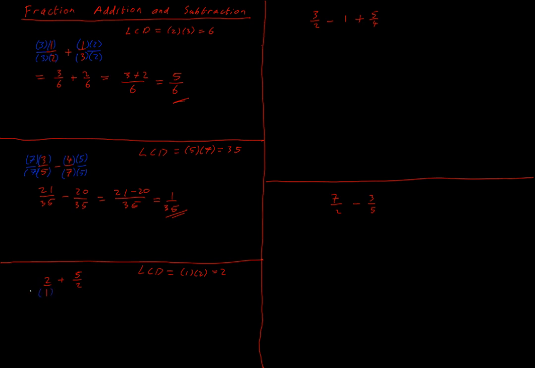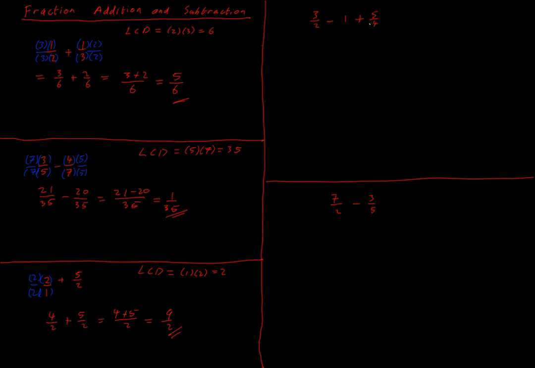So I'm going to multiply here by 2 over 2 to get the same denominator underneath both. I don't need to multiply this by anything, so I just leave it alone because it's already got 2 as its lowest common denominator. And now I have 4 all over 2 plus 5 all over 2. So I have 4 plus 5 all over 2, which adds up to 9 all over 2. And that's my final answer.